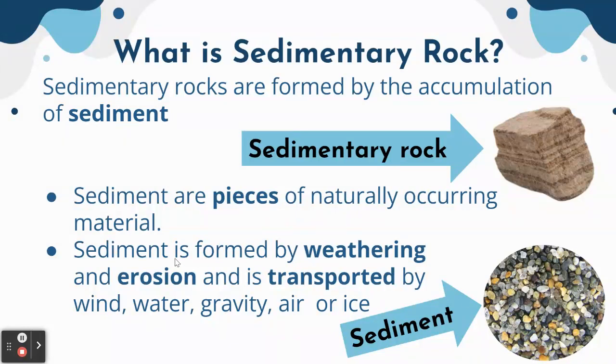That's sediment. And this sediment is formed by weathering and erosion, and it's transported by wind, water, gravity, air, or ice. So what weathering is, is any type of weather. Snow, rain, wind, that's weathering. And erosion is when the rain or the wind moves or transports it.